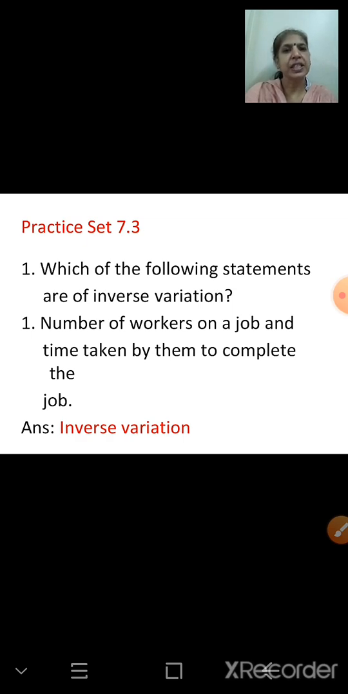Yes children, what is the answer? Inverse variation. It is inverse variation. The reason is as number of workers increases, time taken will decrease, and vice versa. If number of workers decrease, time will increase. So it is inverse variation. In inverse variation, what have we studied? If one value increases, other decreases in the same proportion.